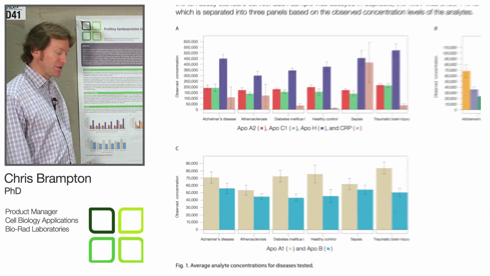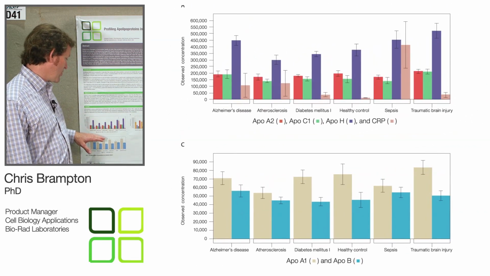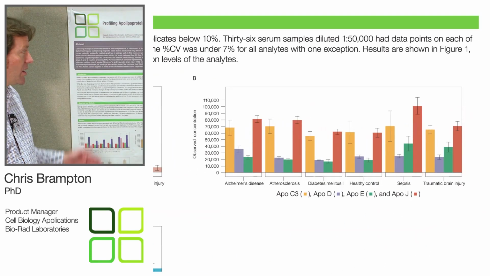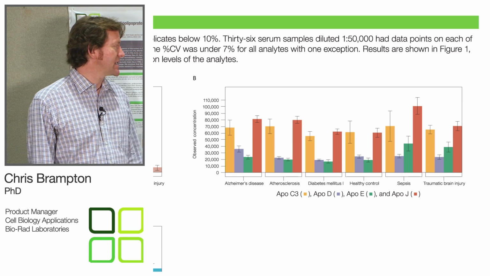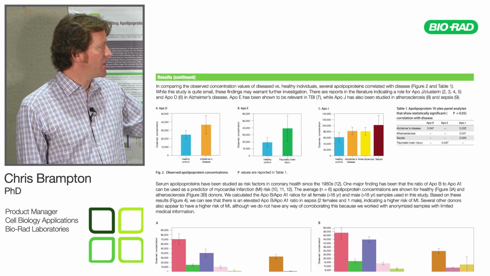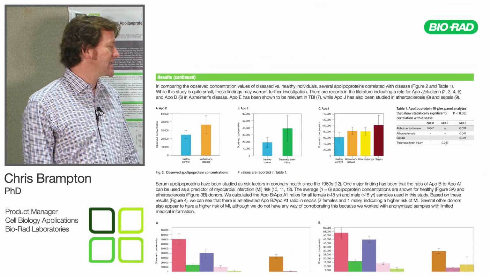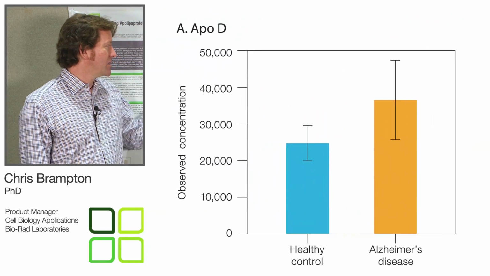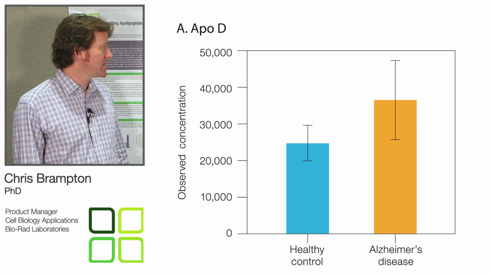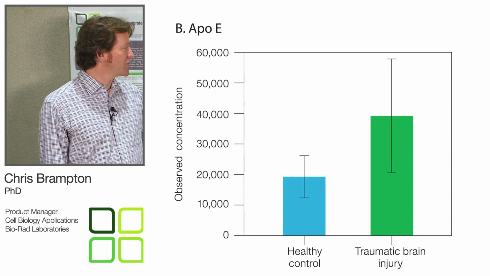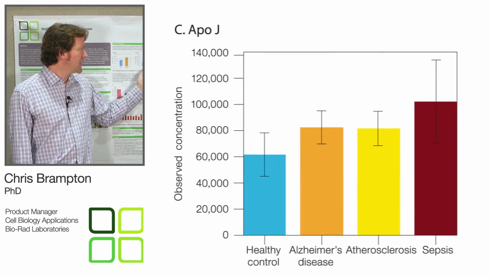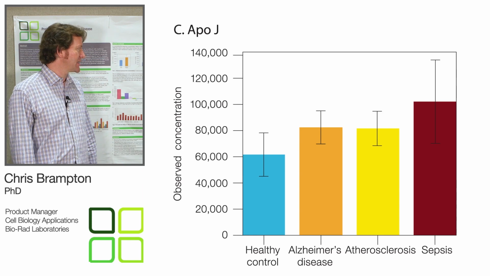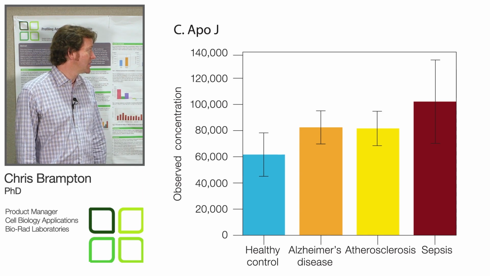Clustering for observed concentration, we can see a breakdown of the different analytes in our samples and the different diseases. When we look at the actual levels more closely, we find that for ApoD, ApoE, and ApoJ, the changes that we see correspond to those published in the literature, with ApoD showing an increase in Alzheimer's disease, ApoE showing an increase in traumatic brain injury, and ApoJ showing changes in Alzheimer's disease, atherosclerosis, and sepsis, as has been reported.